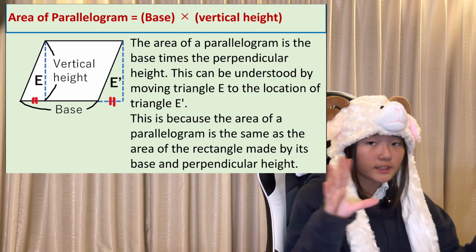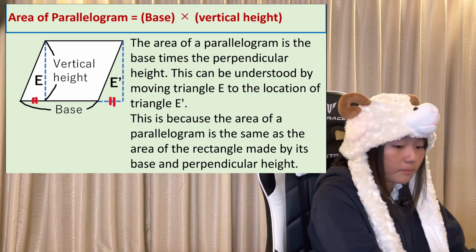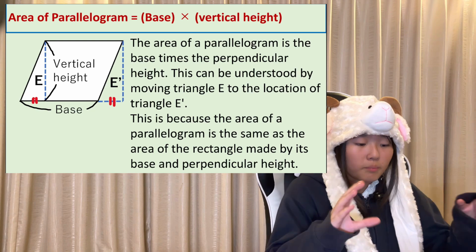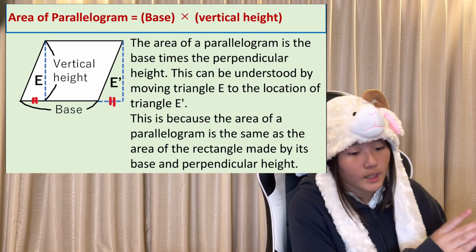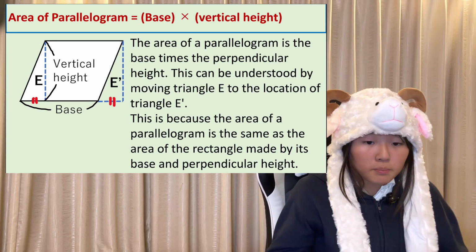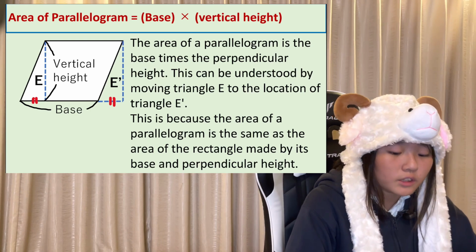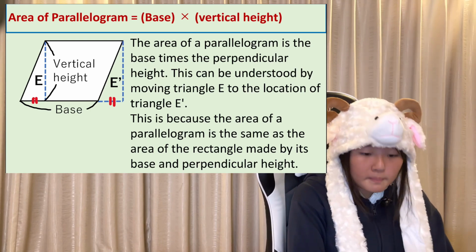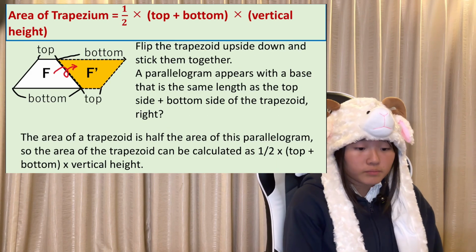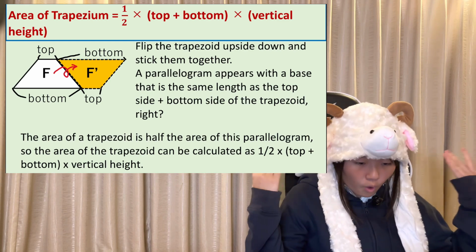Because if you imagine this is a piece of cake, and then you cut the triangle E off and move it to the E prime spot, then it's a rectangle. It's just in the wrong place, and the area doesn't change just because it's in a slightly different shape. So the area of a parallelogram and a rectangle has the same formula, just in a different way of saying it. The area of a trapezium is the top plus the bottom times vertical height over 2.